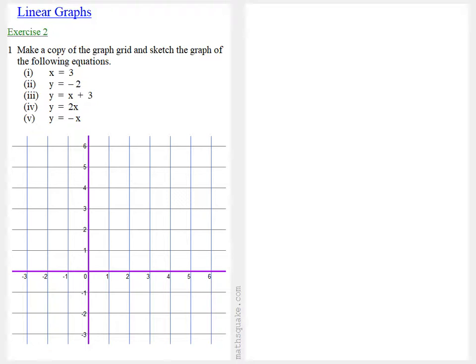In the first question, we have to make a copy of the graph grid and sketch the graph of the following equations. Well, the first one, x equals 3, is a vertical line crossing the x-axis at 3. All points on the line have an x-coordinate of 3. And part 2, y equals -2, is a horizontal line crossing the y-axis at -2. All points on the line have a y-coordinate of -2.